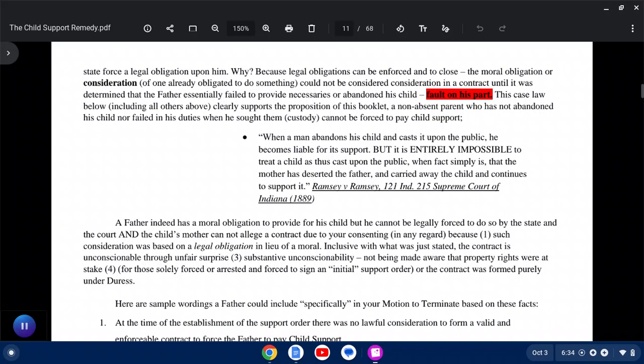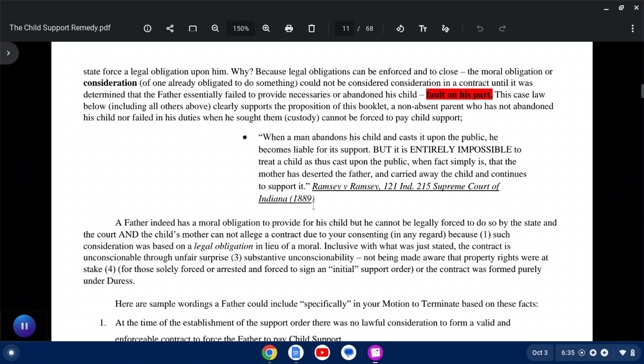This case law below, including all others above, clearly supports the proposition of this booklet. A non-absent parent who has not abandoned his child nor failed in his duties when he sought custody cannot be forced to pay child support.